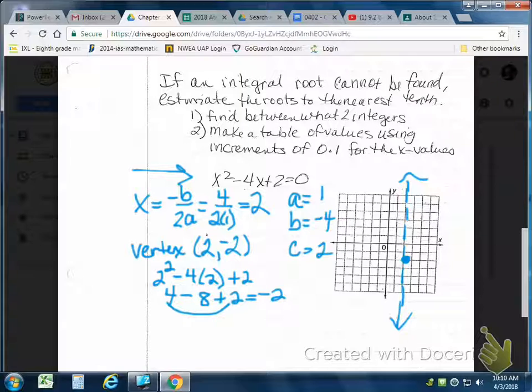Is my parabola going to go up or is it going to go down? Up, because A is positive. A is positive. It's going to go up. What is my y-intercept? 2. So it's going to cross the y-axis at 2. And we're going to go ahead and get our freebie. So 2 units to the left is up at 2. So that means we're going to go 2 units to the right up at 2.